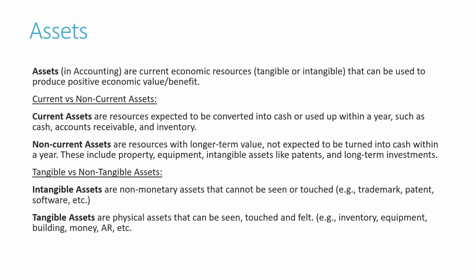Also, assets can be either tangible or intangible. Intangible assets are non-monetary assets that lack a physical presence and cannot be seen or touched. Examples of intangible assets are trademarks, patents, and software. Tangible assets, on the other side, are physical assets that have a physical form and can be seen, touched, and felt. Examples include inventory, equipment, buildings, money or cash, and accounts receivable.